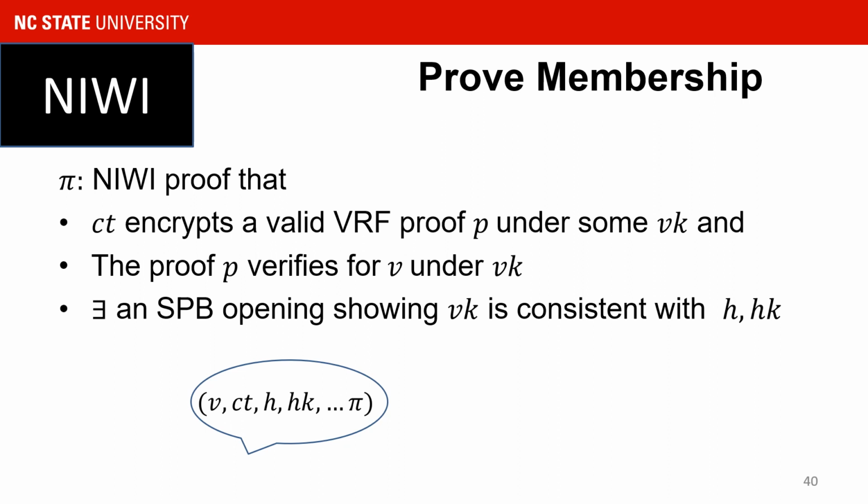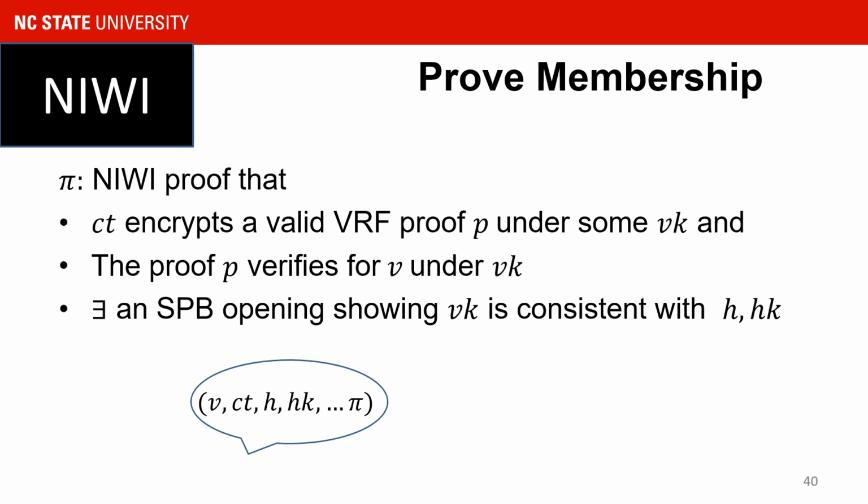Basically, when you do a ring signature, the most common technique is to use a zero knowledge proof of membership or a witness indistinguishable proof of membership. So the NIWI is a proof that hides the identity of the signer, but proves that they are a member of the ring just by showing that they must know a secret key. So the breakdown of that is the proof is a statement that the ciphertext CT encrypts a valid VRF proof under some verification key in the ring, and this proof P verifies for that value V under VK.